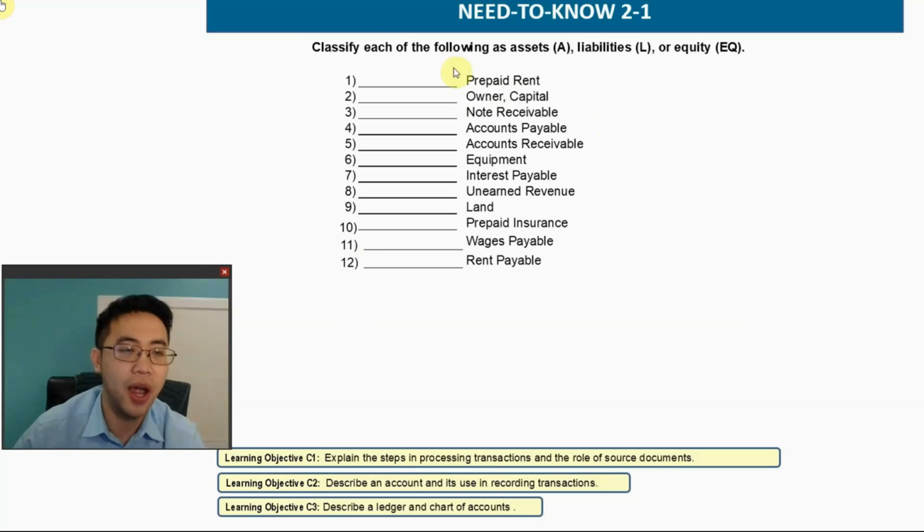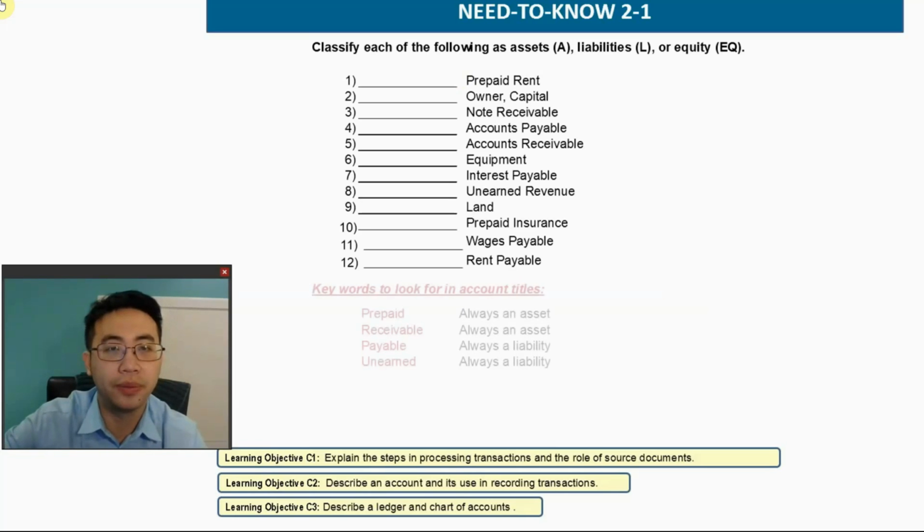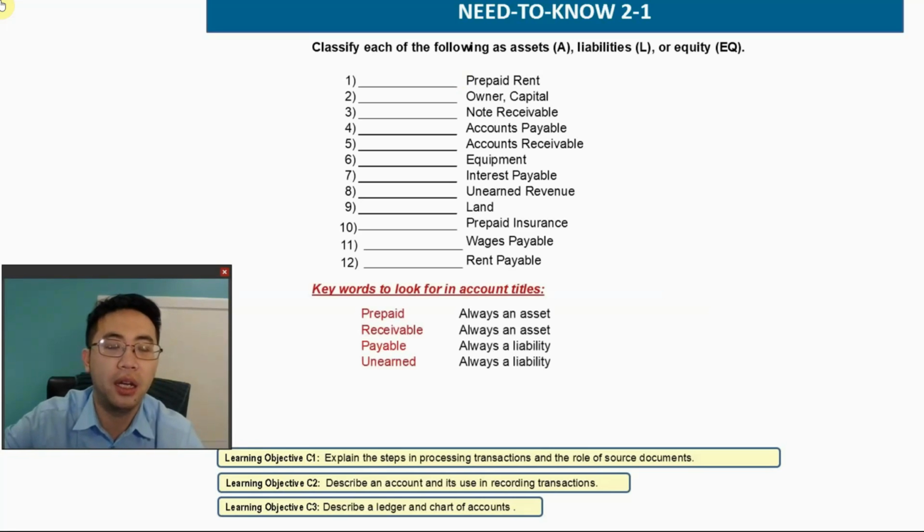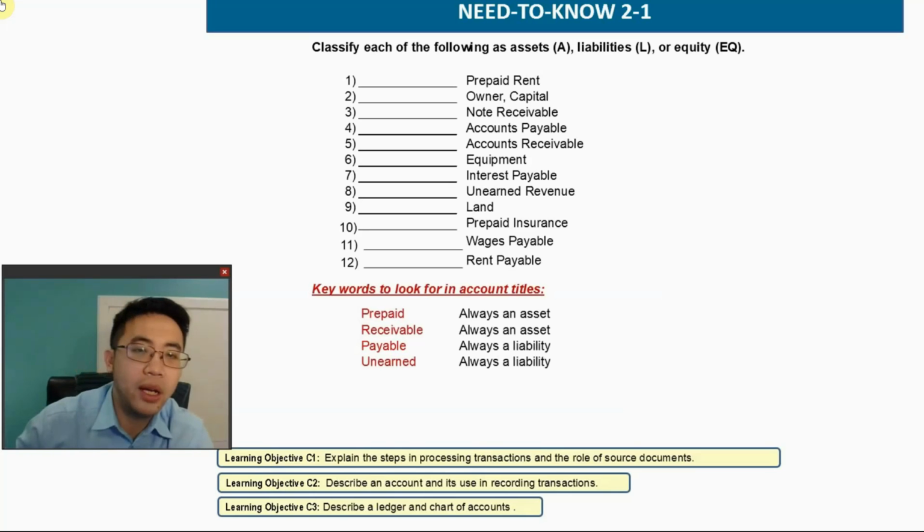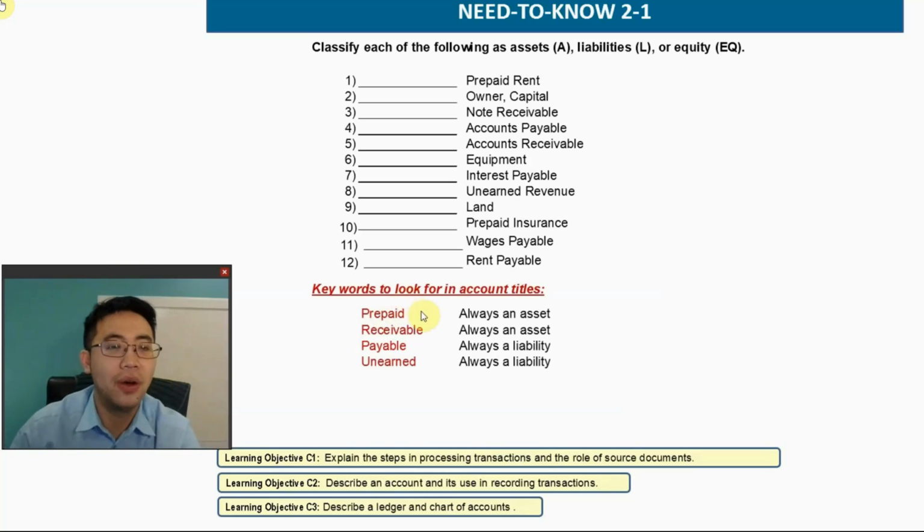And that is an asset to you. That is a plus to you because you don't have to worry about your obligation payment in the future. And owner's capital is definitely equity. For notes receivable, you're going to receive it in the future. And accounts payable is going to be paid in the future. That's definitely a liability. So the textbook is telling you here is very important information for you to remember.